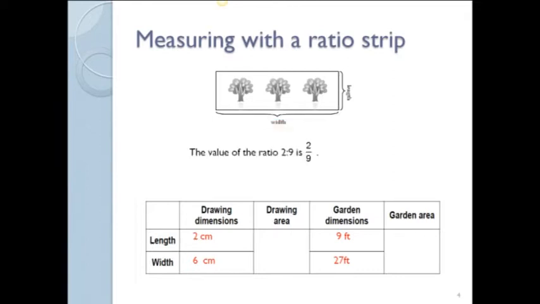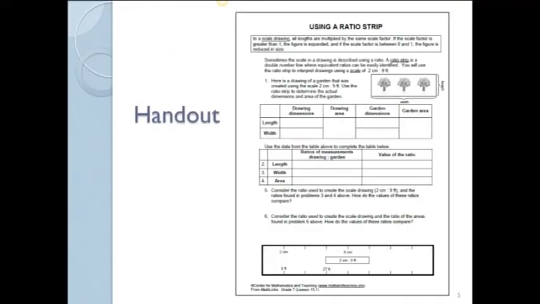The value of the ratio 2 to 9 is the fraction 2/9. And the value of the ratio 6 to 27 is also the fraction 2/9. This confirms that we're working with equivalent ratios. We leave it to you and your students to explore further. For example, what's the relationship between these areas? I'll give you a hint. It has something to do with the multiplier 4.5 mentioned before. You can find this handout posted on our website, which is listed at the beginning and the end of this session.